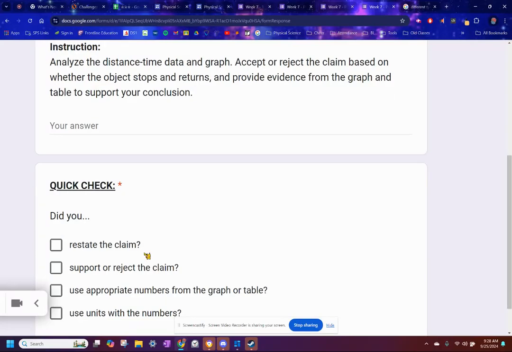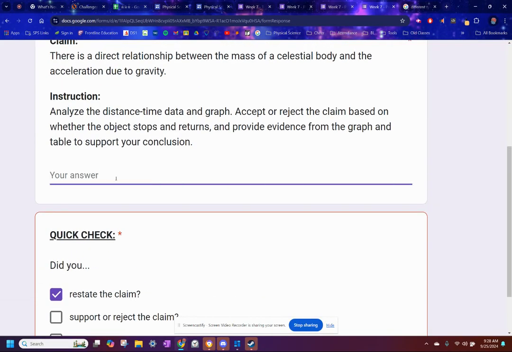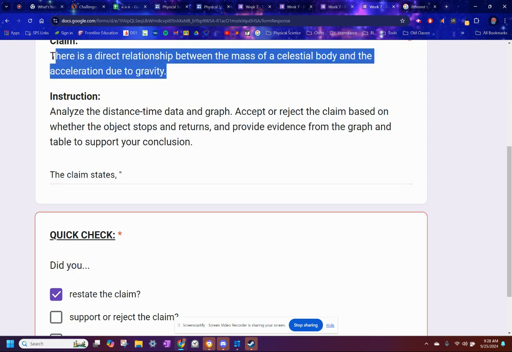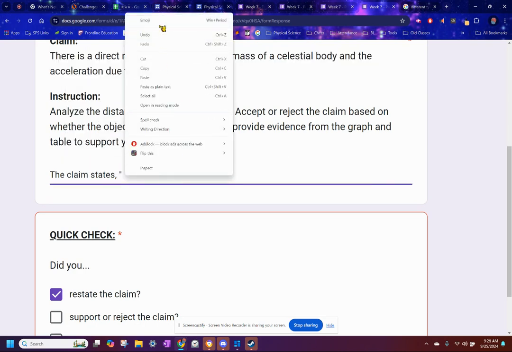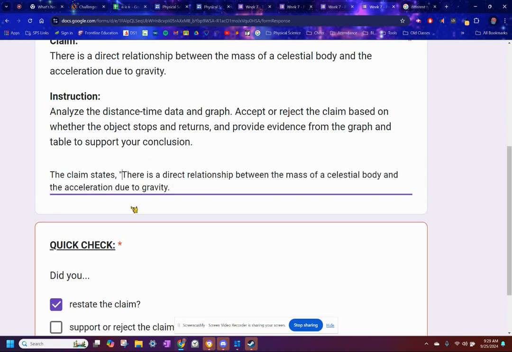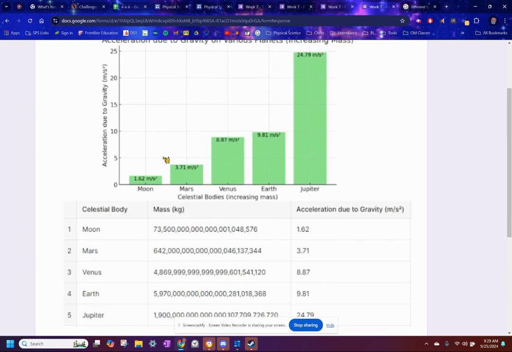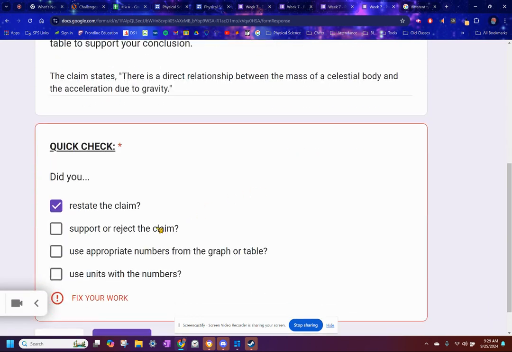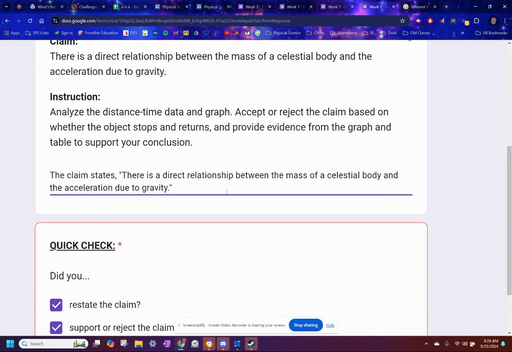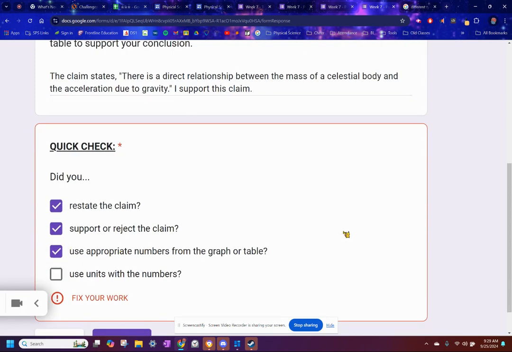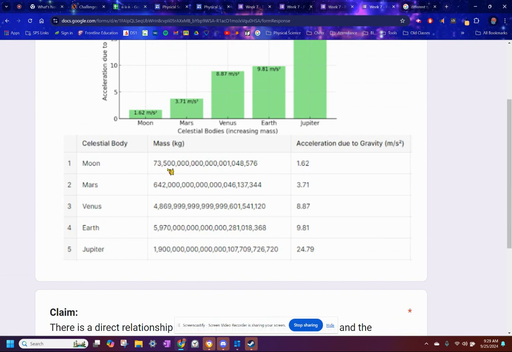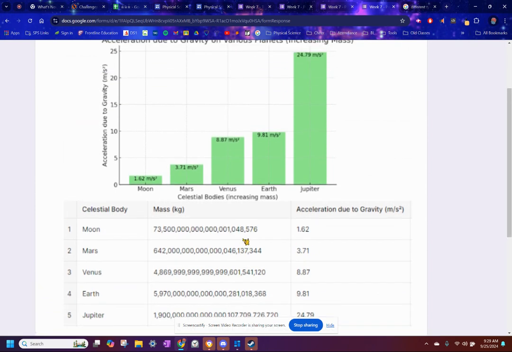So let's restate the claim. The claim states, I'm just going to copy this and paste it. I do think this is a direct relationship. It's going up. So I need to support or reject it, and I support this claim. Use appropriate numbers or graphs. These are some big numbers, but hey, let's do them.